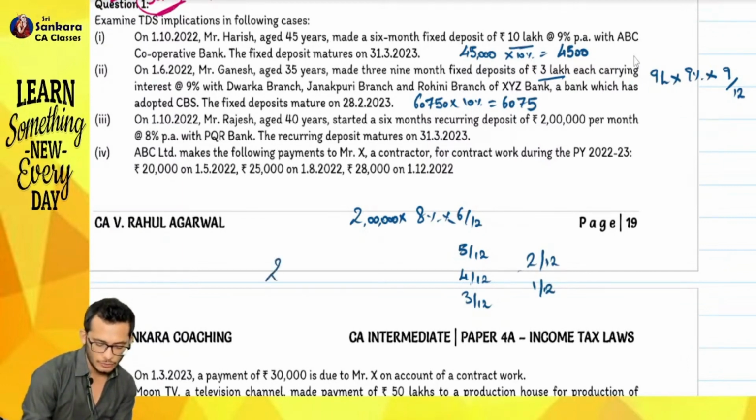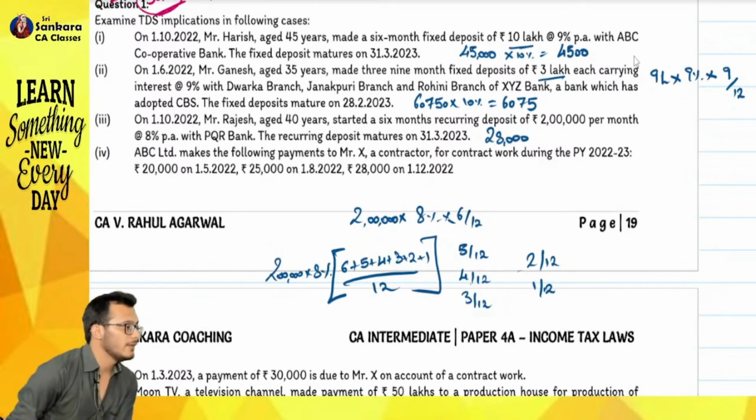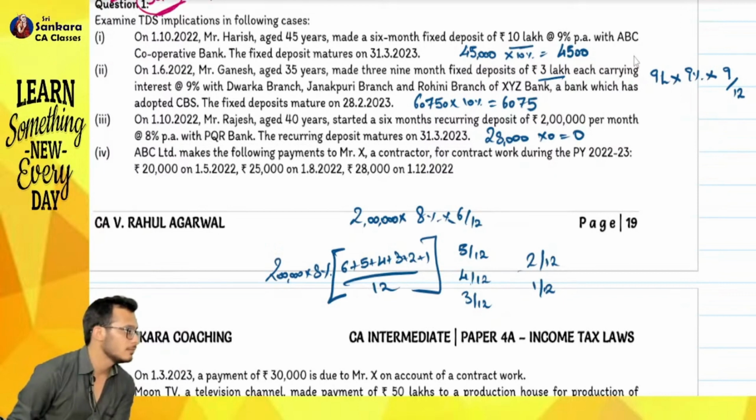Collate everything. So 2 lakhs into 8% will be on the outside, into 6 plus 5 plus 4 plus 3 plus 2 plus 1, the whole thing by 12. 28,000. So 28,000 is the interest amount. Will you be liable for TDS? Quickly, yes or no? No, why? Less than 40,000, therefore TDS is 0.